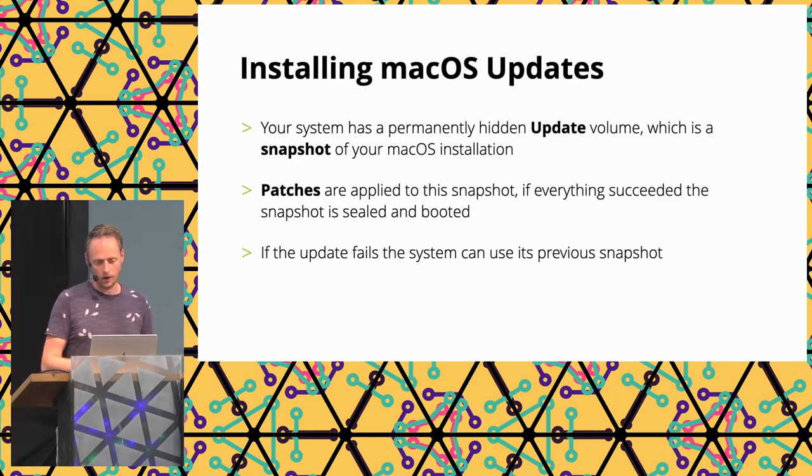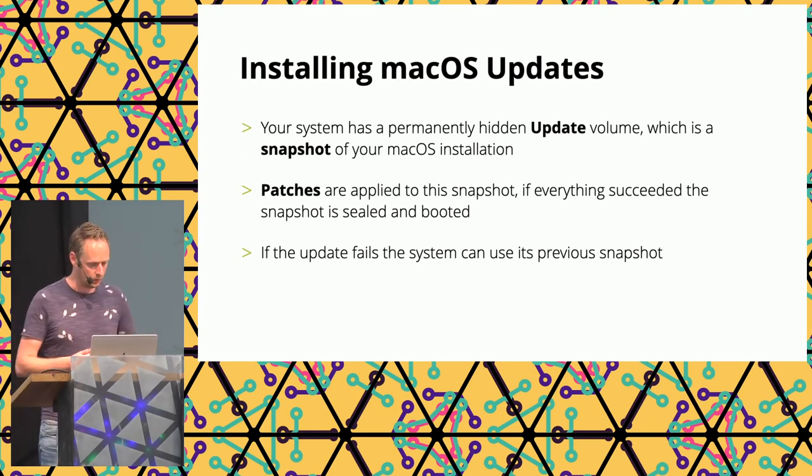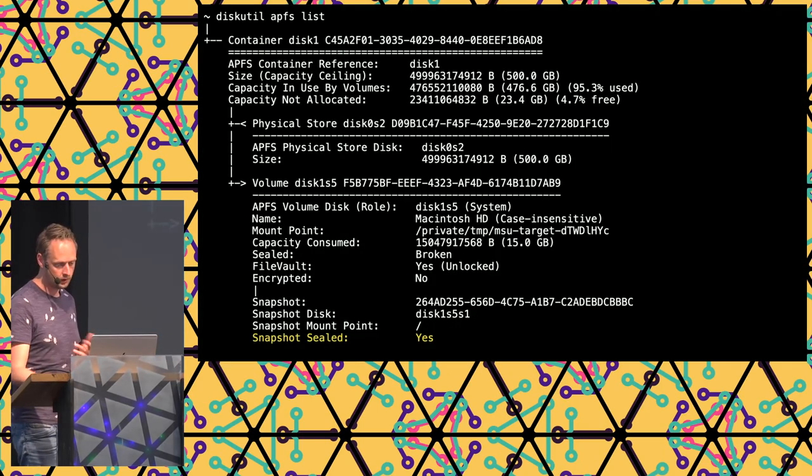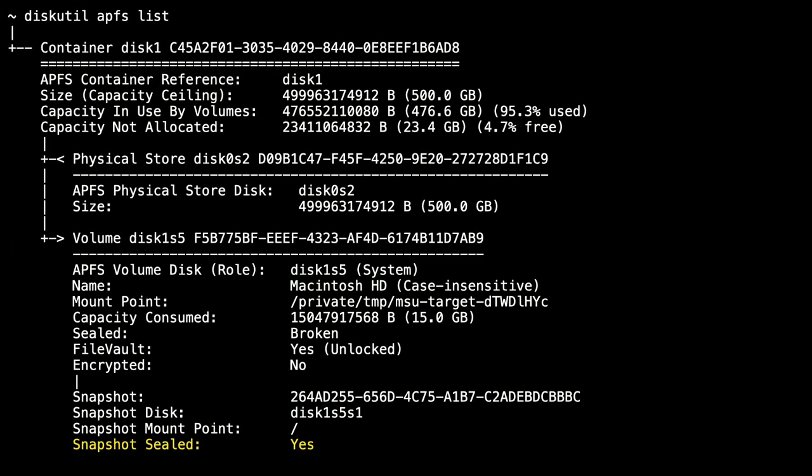So how are updates implemented then? Well, your system has a permanently hidden update volume, which is a snapshot of your current macOS installation. So patches are applied to the snapshot, and if everything succeeds, the snapshot is sealed and it will be booted. However, if the update fails, the system can use its previously stored snapshot, which will have a valid seal, and boot using that snapshot. Well, you can see if your current snapshot or disk has a valid seal using diskutil.